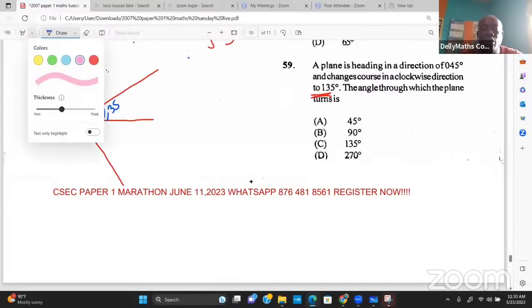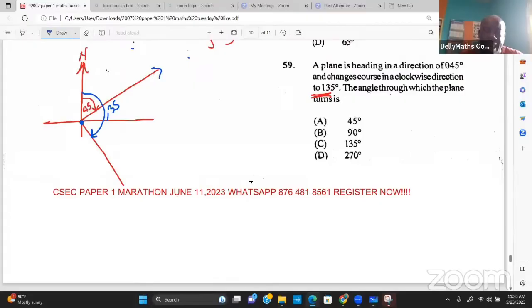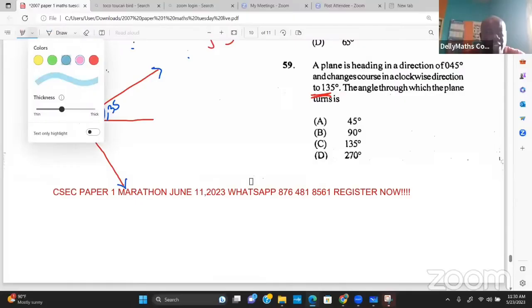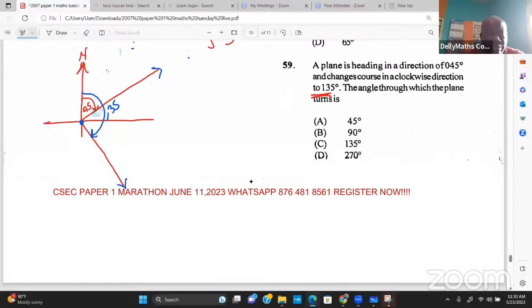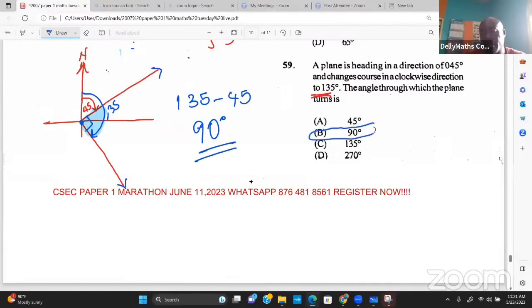The turn, though, you would have realized that the plane was heading here and then ended up heading here. So the turn in focus will just be right here. That's the turn. The turn is just that little piece right there. So now if I have these two angles and they do overlap, then if I take that 45 out of that 135, the turn was just a 90-degree turn. So I look for that. Done.